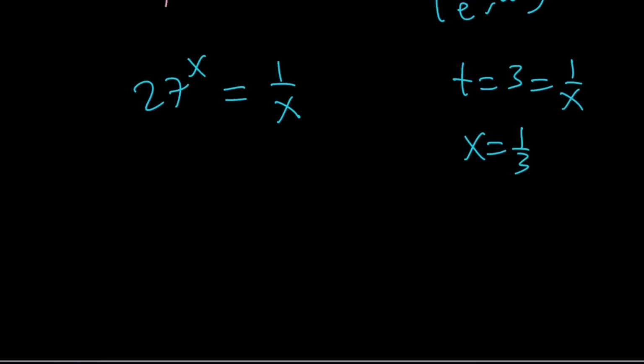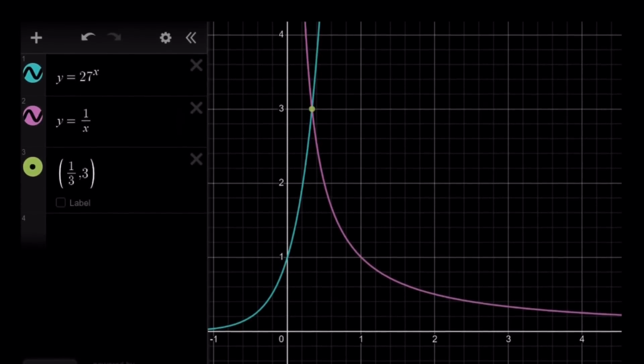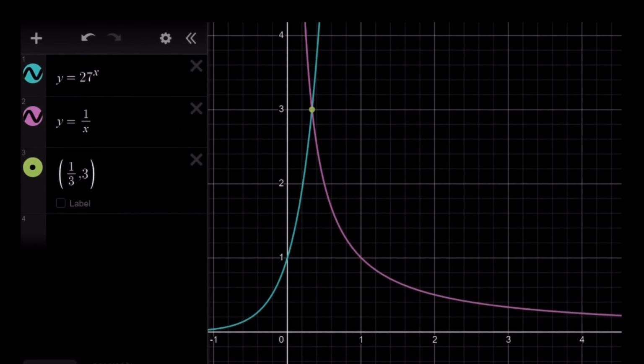You can go ahead and check it out. Replace x with 1/3. 27, cube root of 27 is 3. 1 over 3 is right. The same answer. Okay, let's go ahead and take a look at another graph now, and we'll finish up. So I graphed 27 to the power x and 1 over x. Obviously, one of them is increasing, one of them is decreasing. They're going to intersect at a single point, and that is where x equals 1/3.